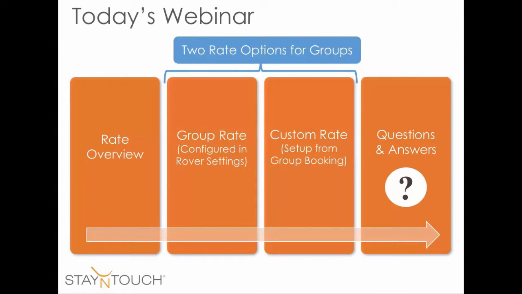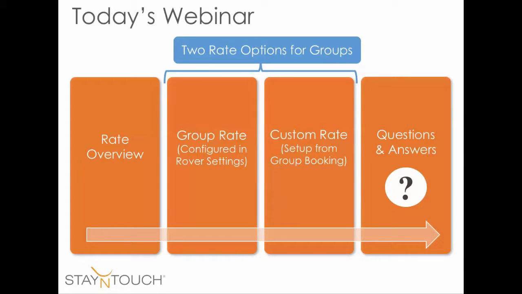So just real quick, I want to give you some insight into what we're talking about today. With your group bookings, you have two options for assigning a rate to a group. Again, that's your group rate and your custom rate. Your group rate is what is configured in Rover's settings. Just associate the words group rate with your Rover settings. On the other hand, we have our custom rate, and that's something that's created directly from the room block details. So essentially, where they're created can help you differentiate those two in your mind.